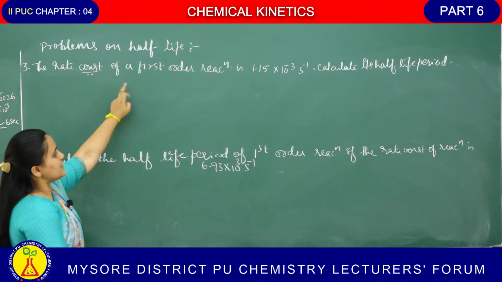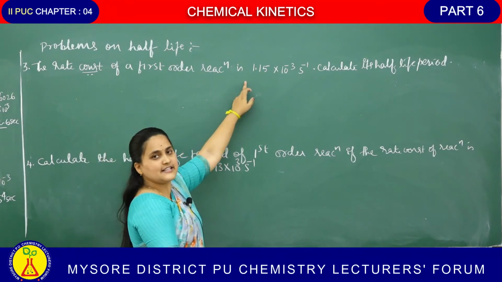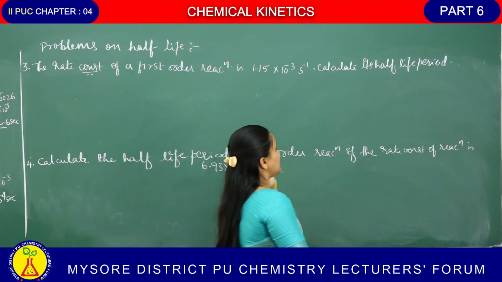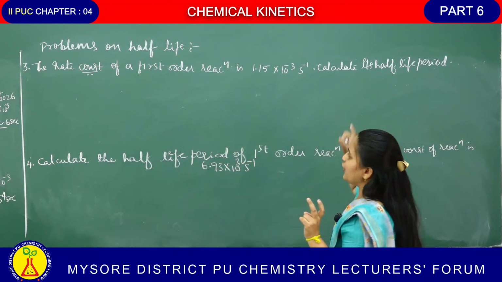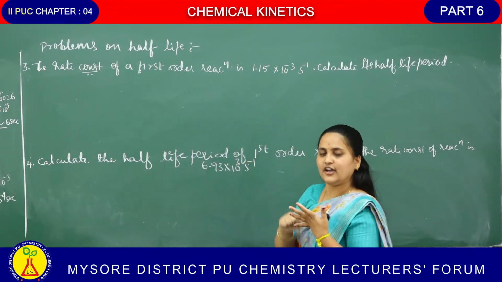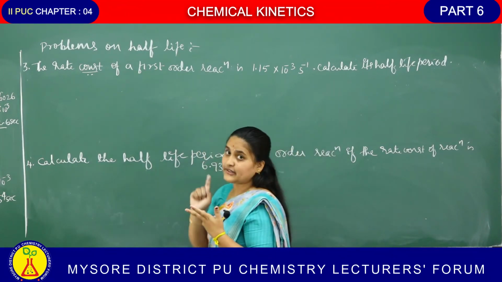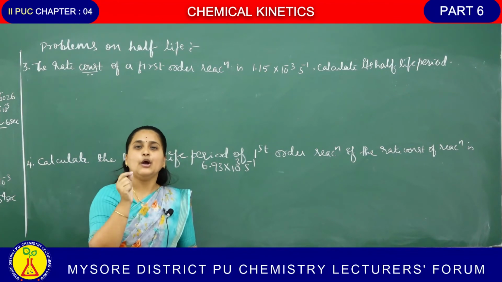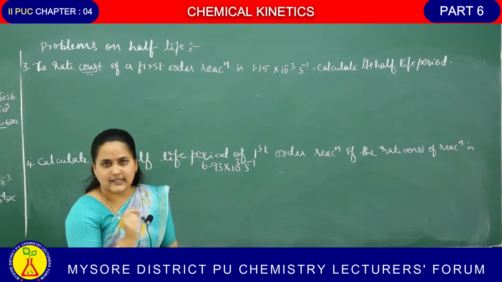The rate constant K of a first order reaction is given as 1.15 into 10 power minus 3 per second. Calculate its half life period. K is given, we have to find half life. They mentioned it is a first order reaction.